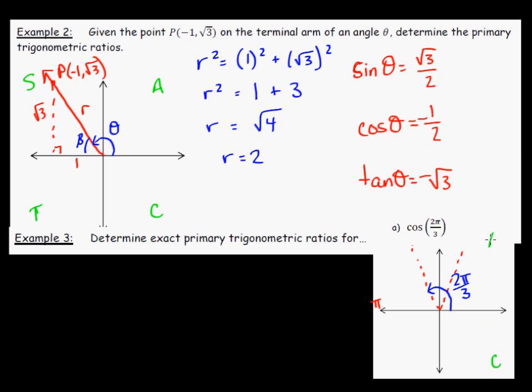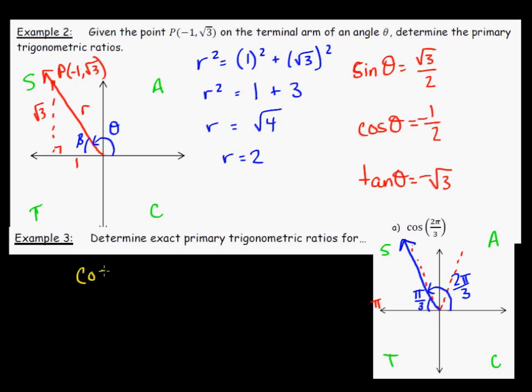We've got our CAST rule as a reminder so that when we find our trig ratio, we know which ones are positive. In quadrant 2, only the sine ratio is positive. So here's our terminal arm. Now we can also figure out our related acute angle. Because this is 2 pi by 3, and we need to add up to pi to get to here, this one would have to be pi by 3.